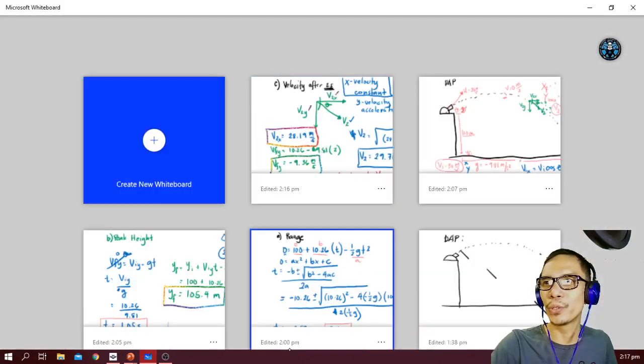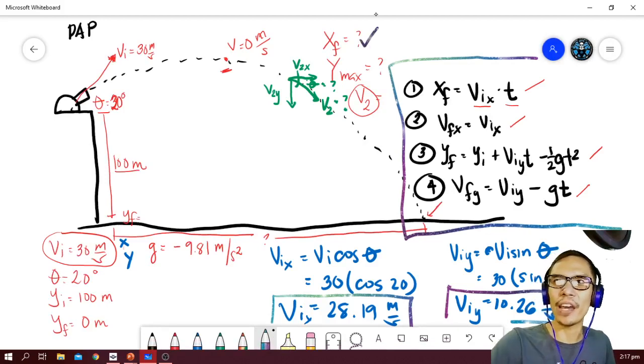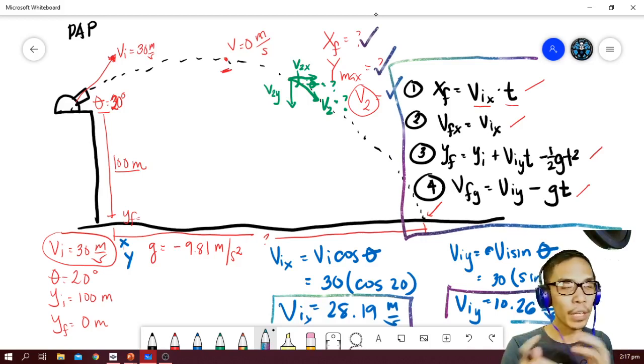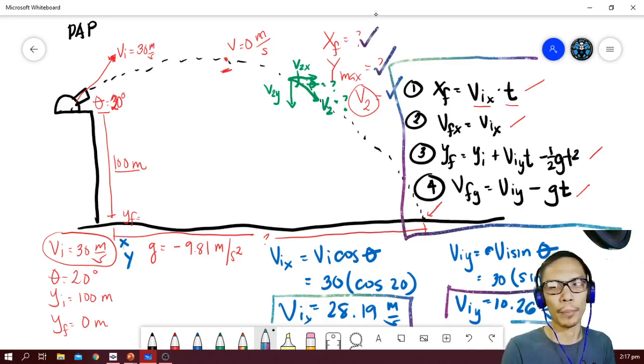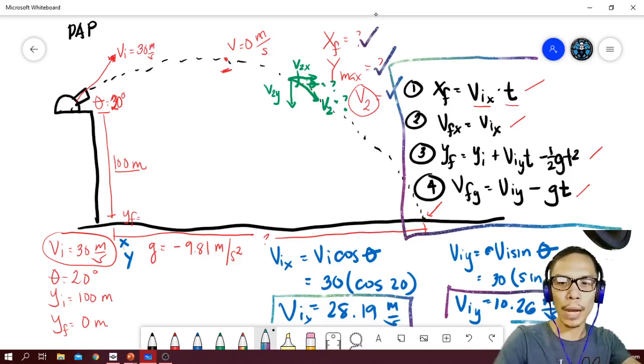Let's go back to our drawing. We already answered x sub f, we already answered peak height, and we already answered the velocity after 2 seconds. In order to answer problems like this in the future, one tip that I will give you is to practice more solving this kind of problem. Practice makes not perfect but permanent. So that is our sample problem, and let's go back to the main screen.